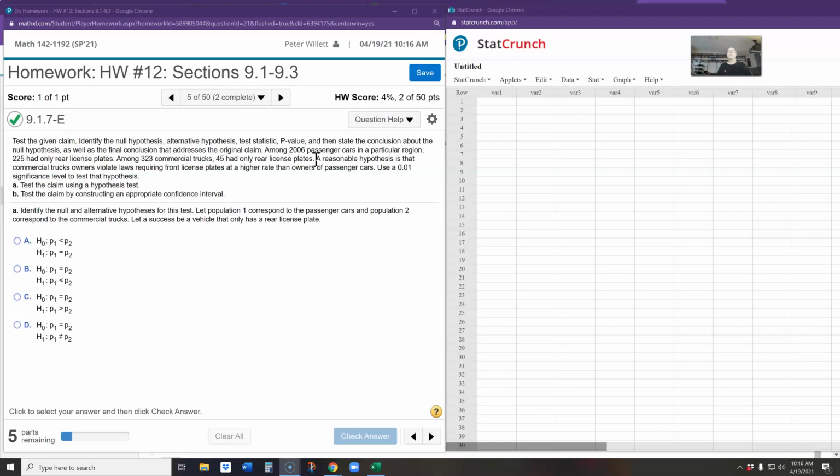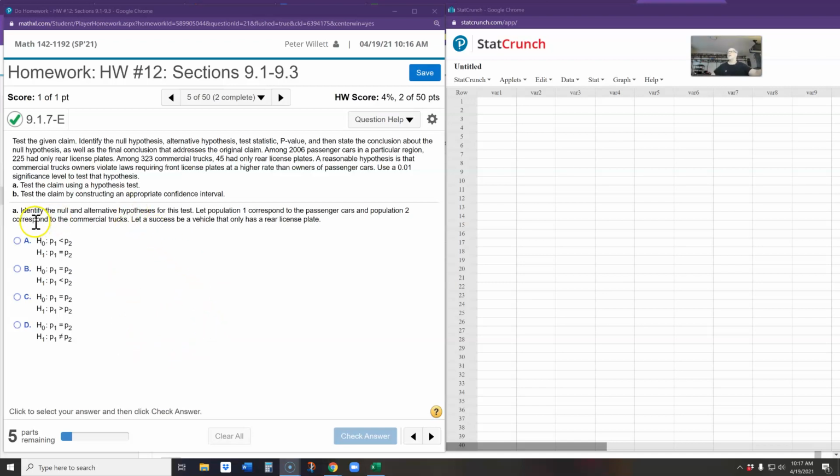It says a reasonable hypothesis is that commercial truck owners violate laws requiring front license plates at a higher rate, with a greater proportion, meaning, than owners of passenger cars. Use a 0.01 significance level to test that hypothesis. So in part A, it says test the claim using hypothesis test, and the first part of that is to set up our null and alternative hypotheses.